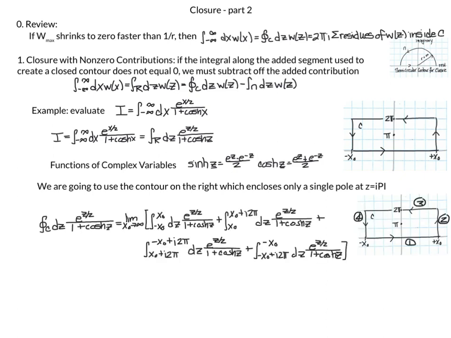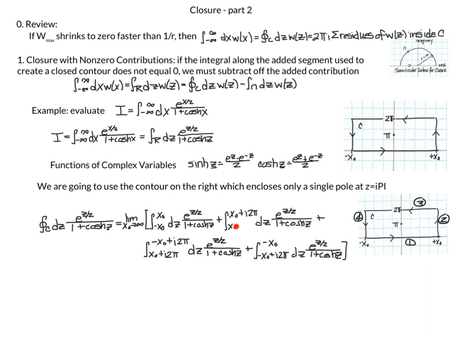The next thing I need to do now is express my closed curve contour in terms of the 4 segments. This will be my first segment, my second segment is going up, the third segment going across, and the fourth segment coming down. So the first segment is here, going from minus x naught to x naught. And then I have my function e to the z over 2 over 1 plus cosh z. My second segment is going up, and we're going from x naught to x naught. We're going up 2 pi units in the y direction, which is the i direction.